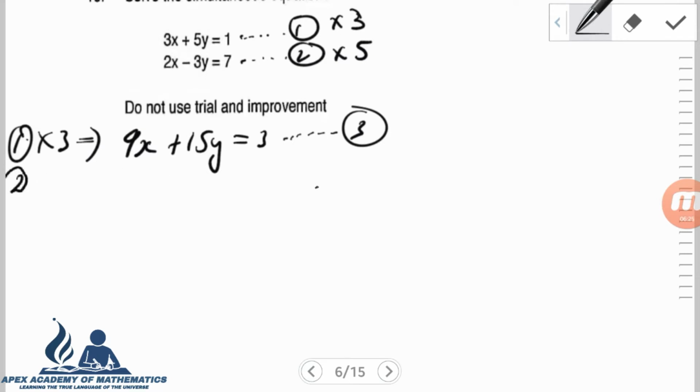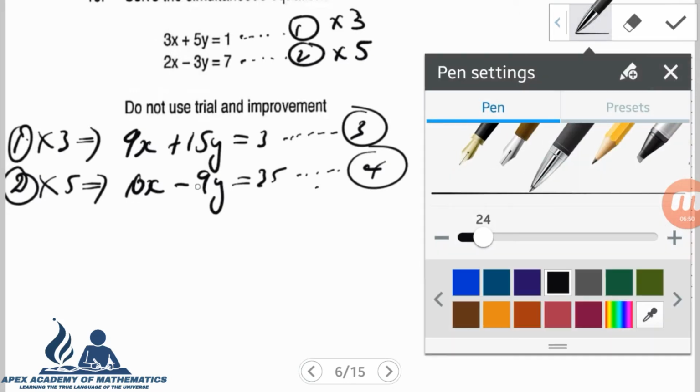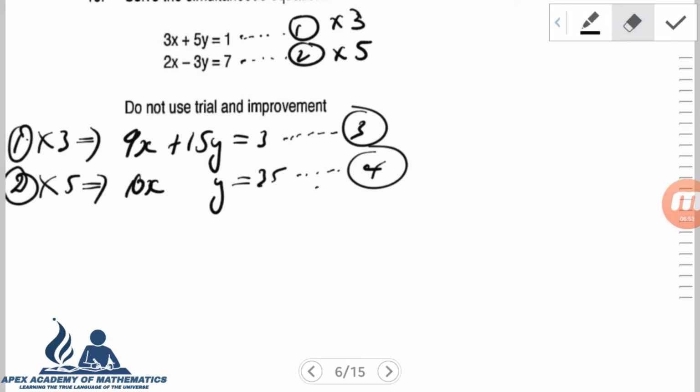So equation 2 now times 5. 5 times 2x is 10x. 5 times -3y, that's -9y. And 5 times 7 is 20. Oops, not 21 but 35. That is equation 4. Let's double check our calculations. 5 times 2x is 10x. 5 times -3y is -15y. There we've made an error, so that could have cost us a little bit later on. So that's -15y. And 5 times 7 is 35.